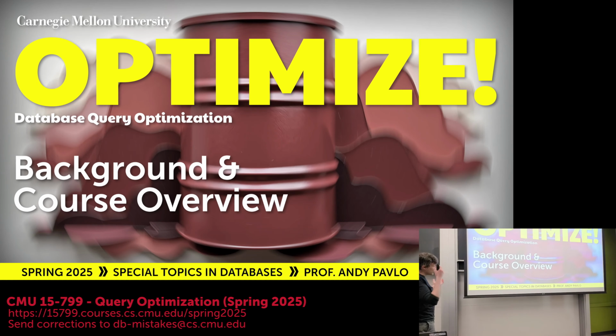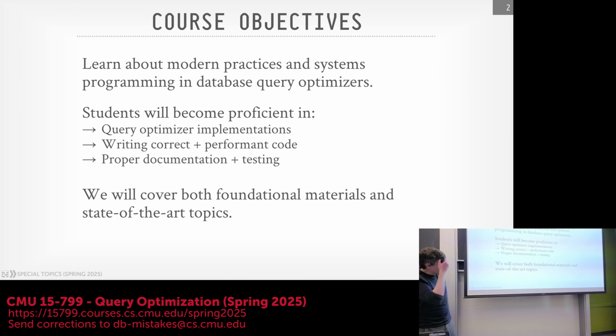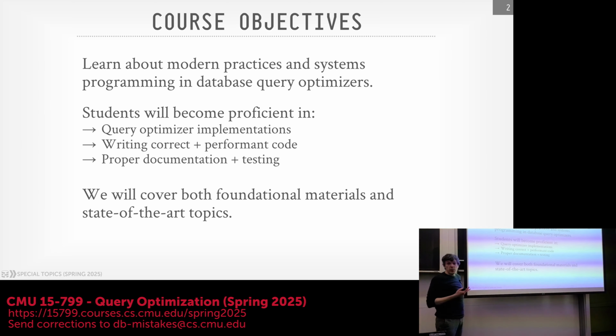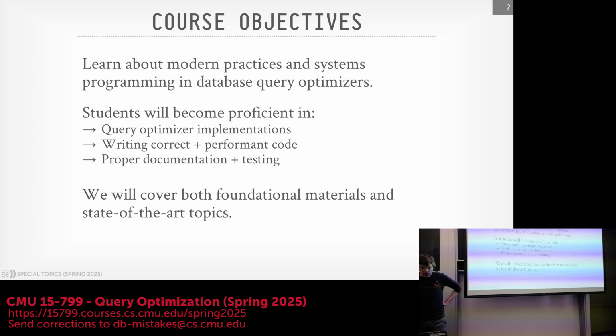Hi guys, so welcome to 15-799, a special topics course on database systems. This semester's topic is going to be on query optimization. So instead of teaching 721, which would be the architecture of database systems, this is really about how to build a query optimizer, which I would argue is the most important part of a database system. The goal of this semester is that you're going to learn the modern practices and ways to actually implement a database query optimizer.